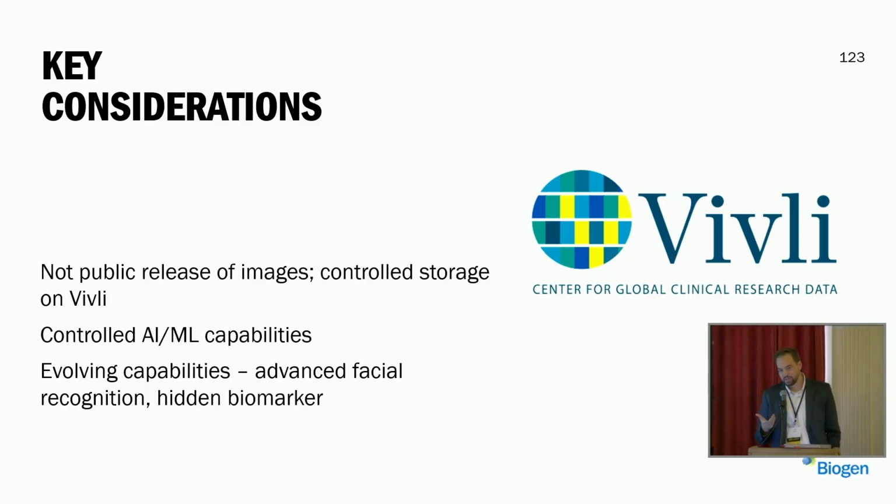So some key considerations here as we do this. This is not the public release of images, and if we were to release them publicly, it'd be a lot harder because there would be these things of hidden biomarkers, brain print, and things. Vivli really helps us out here a lot. Controlled storage, controlled AI ML capabilities. You can't use this data to feed a model that can be taken outside. But also it's going to be a point in time where we say, this is what we're calling anonymized enough for now, but there are going to be evolving capabilities and we're just going to have to keep up with it over time.